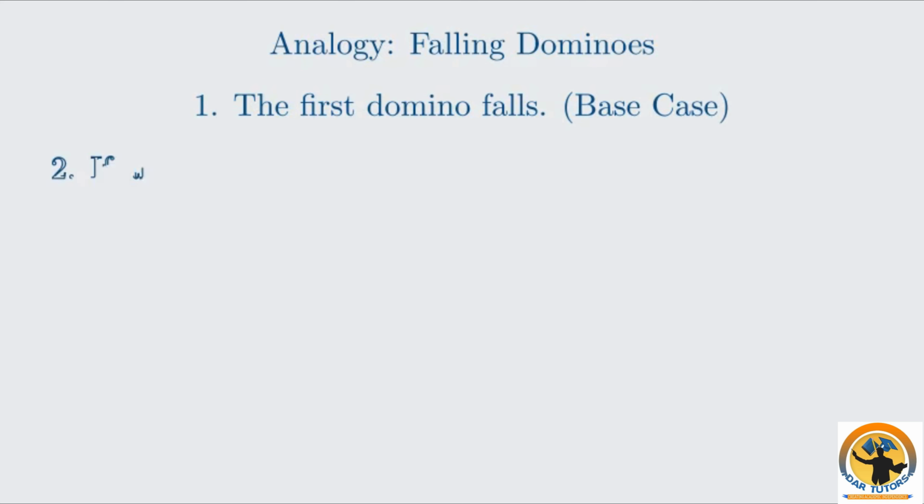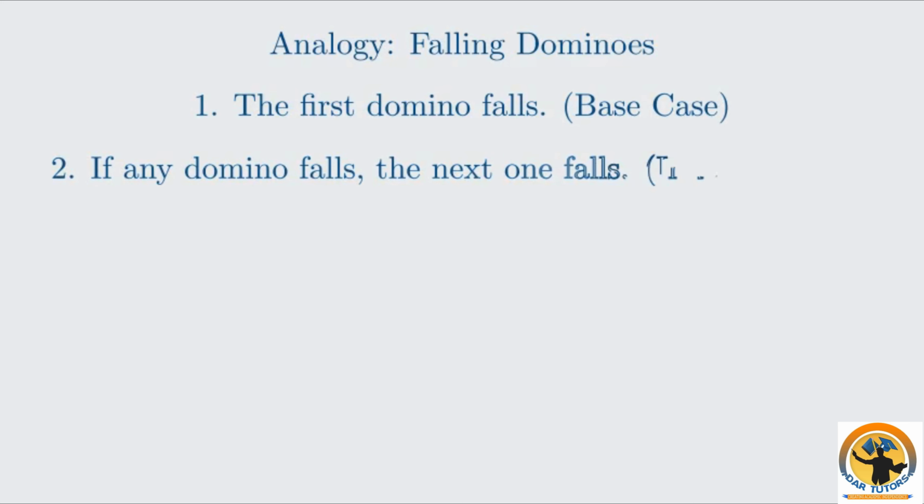Think of it like a chain of dominoes. To prove that all dominoes will fall, you only need to show two things. First, you must show that the first domino falls. This is our base case. Second, you must show that if any domino falls, the next one in line will also fall. This is our inductive step. If both of these conditions are met, then you can conclude that all dominoes will fall. This is the fundamental logic behind mathematical induction.